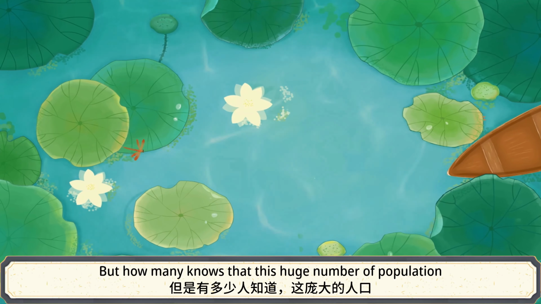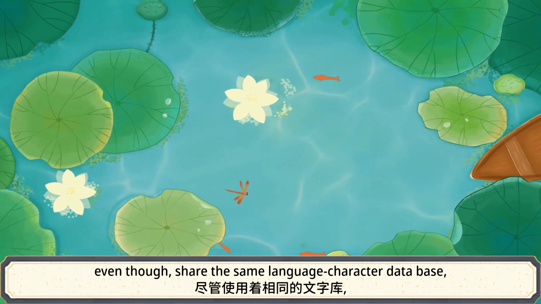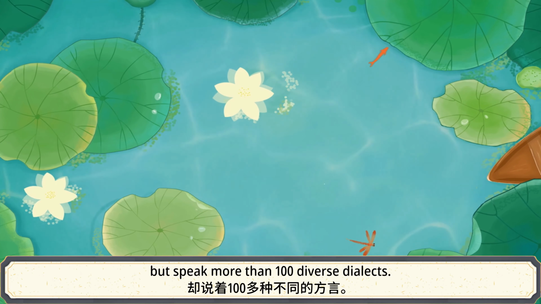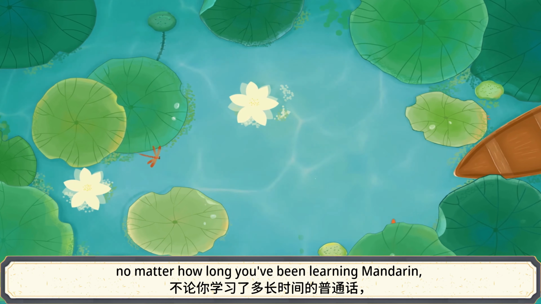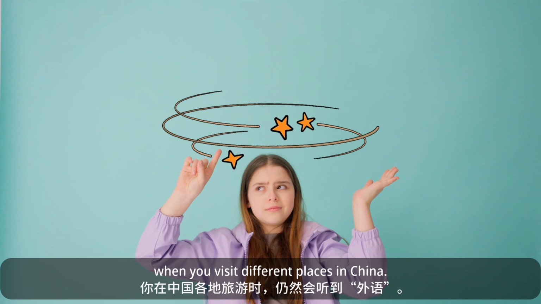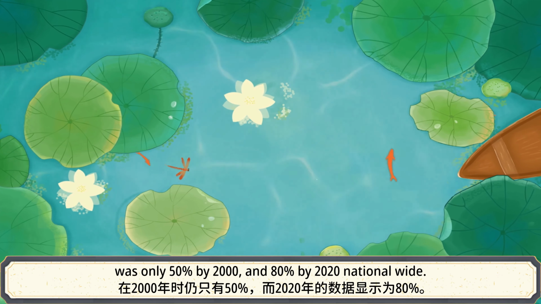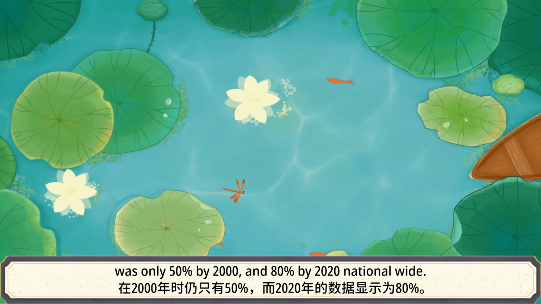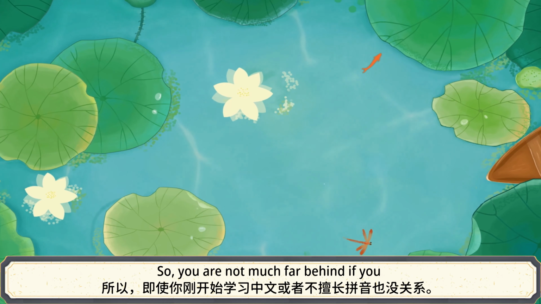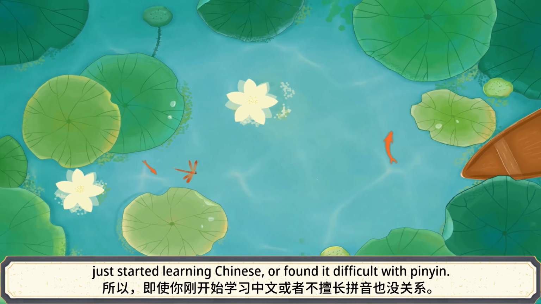But how many know that this huge population, even though they share the same language character database, speak more than 100 diverse dialects? No matter how long you've been learning Mandarin, you would still hear foreign tongues when you visit different places in China. In fact, the popularization rate of Mandarin was only 50% by 2000 and 80% by 2020 nationwide, so you're not much far behind if you just started learning Chinese or find it difficult with pinyin.